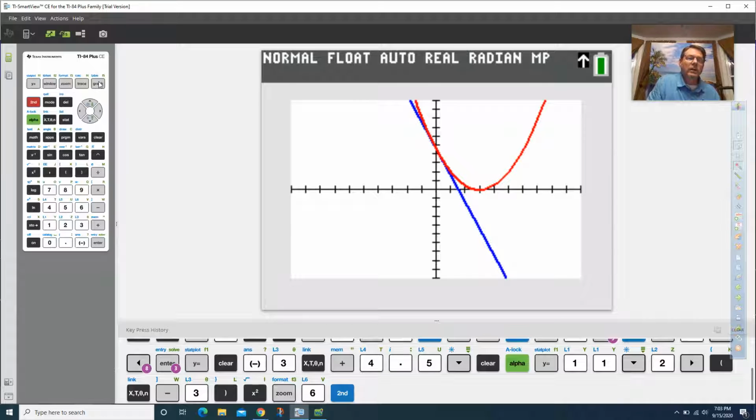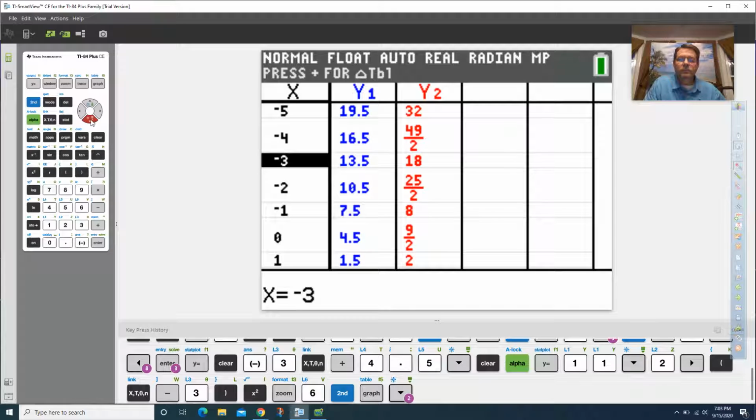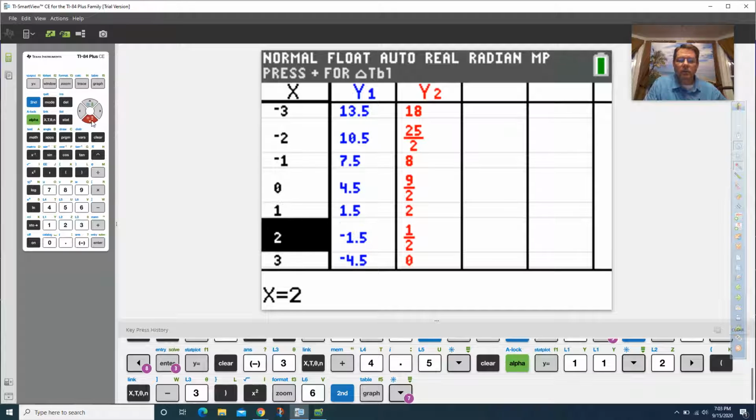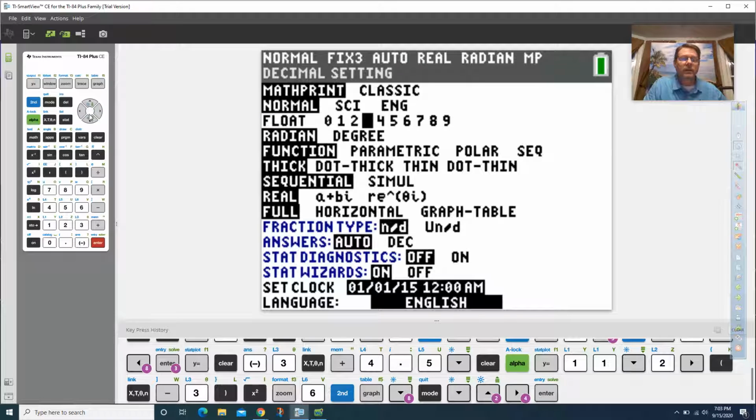So I'll go second graph, which is my table, and see what I can do to find some good points here. There's not a lot of good ones here to work with. So I'll tell you what I'm going to do. I'm going to hit mode, and then I'm going to come down here for 1. Go to my float, and I'm going to put that on 3 decimal places. I think that's a good idea. Then come down here.